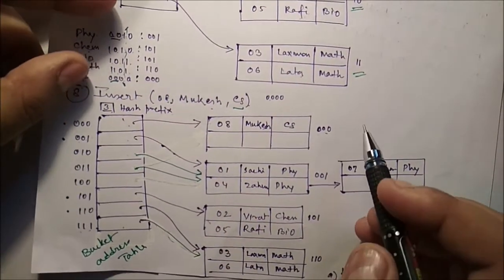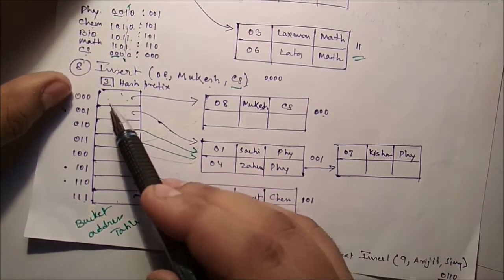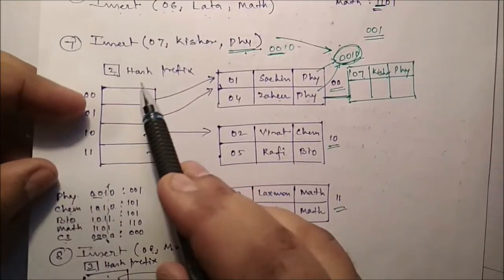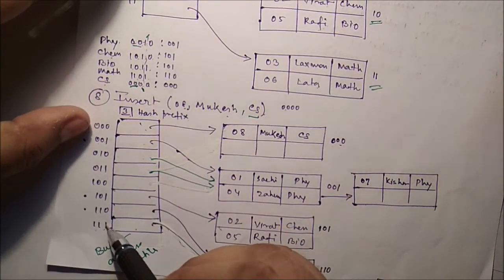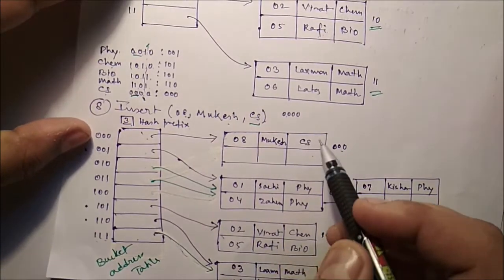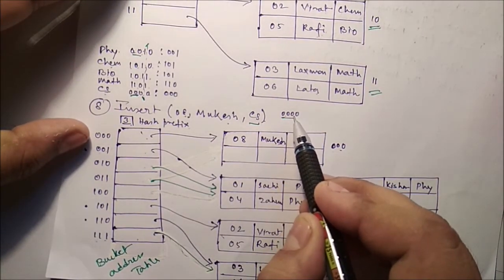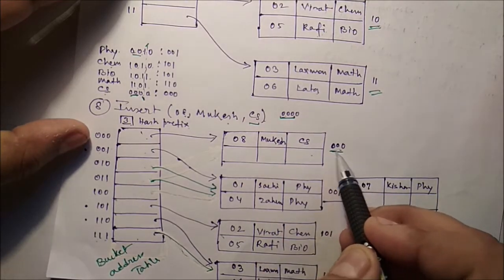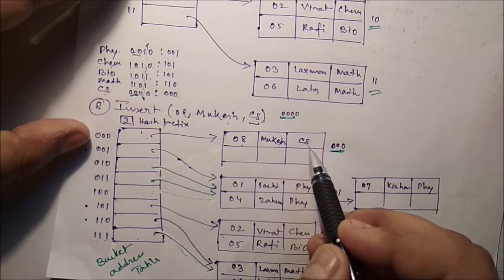Okay, now just see one by one. First of all, we have to increase the hash prefix value. Now it is 3, so the combination is 000 to 111. For 000 there is one bucket. Now we have seen that if it is computer science, the first 3 digits are for CS. So you have to store 08 Mukesh and computer science.